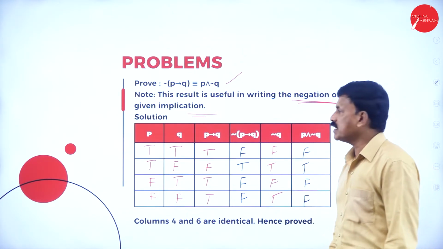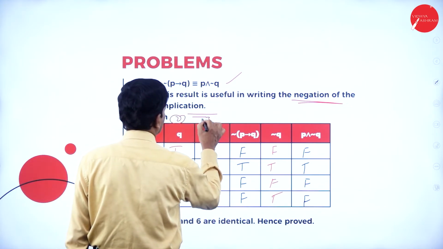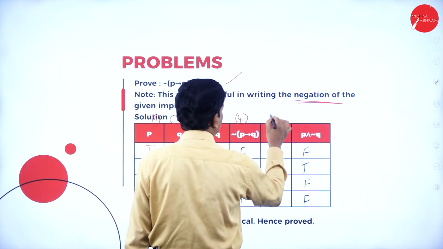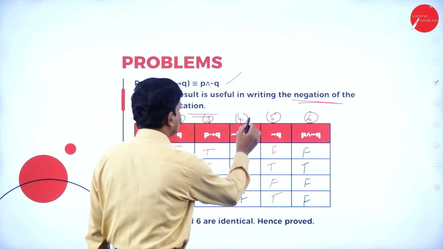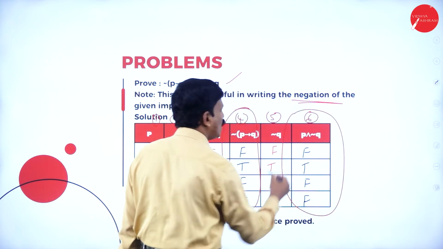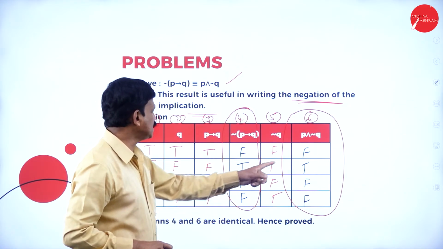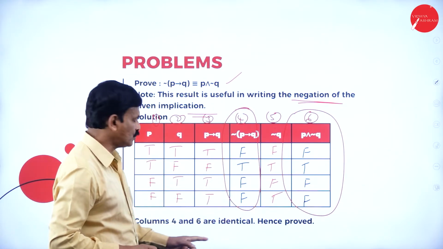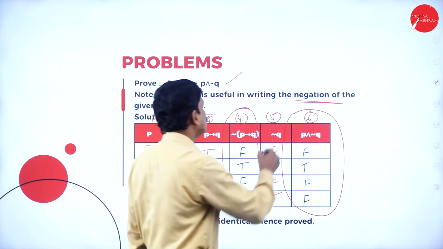Now, observe carefully. Let us represent this as 1, 2, 3. It's column 1, column 2, column 3, column 4, 5 and 6. What do you say from this? So, the 4th and 6th columns are the same. See, the 4th column and 6th column have the same truth values. So, they are identical: F, F, T, T, F, F, F, F. So, columns 4 and 6 are identical. Hence, they are logically equivalent.